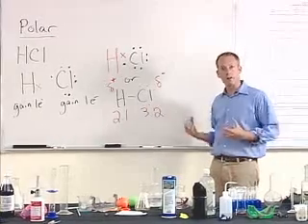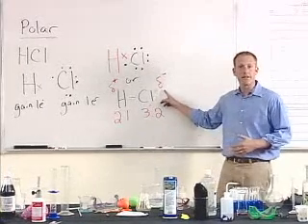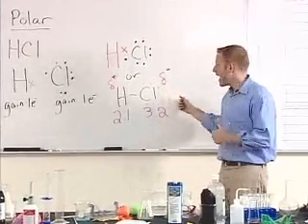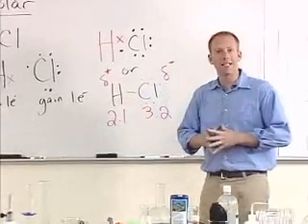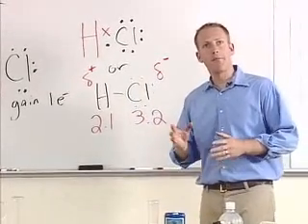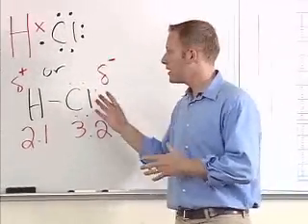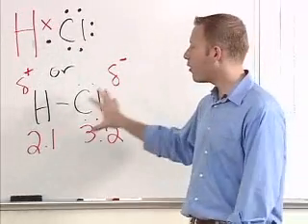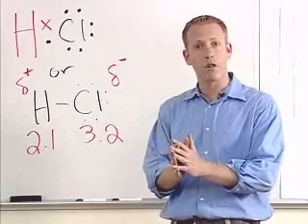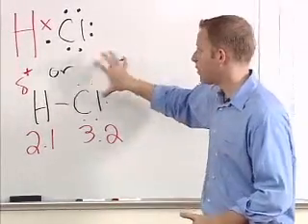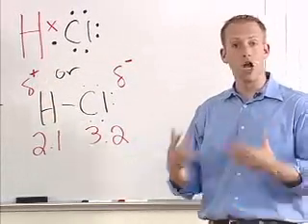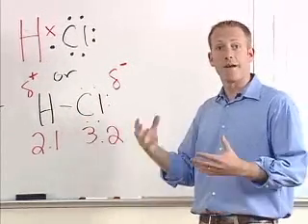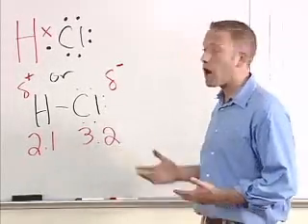Chlorine is pulling a little bit harder. So chlorine is slightly negative. Now, there's a negative pole or a negative end and a positive pole or a positive end. Wait a minute. Positive end, positive pole, negative pole. Oh, this must be polar. And it is. This is a polar molecule because there's a positive pole and a negative pole. This is the negative pole, this is the positive pole, because there's an unequal sharing. So anytime you have two elements that have different electronegativities, you have an unequal sharing.